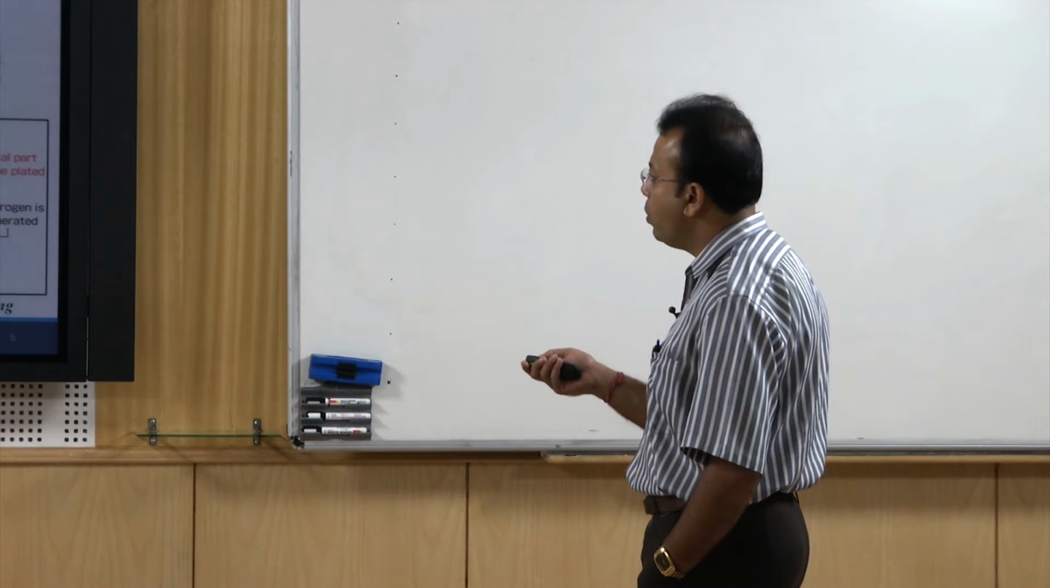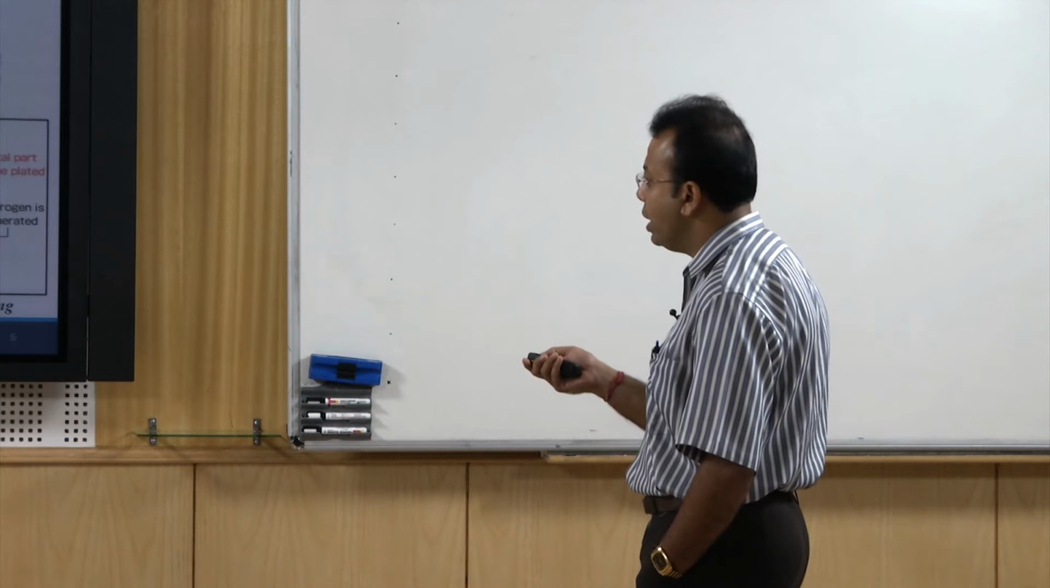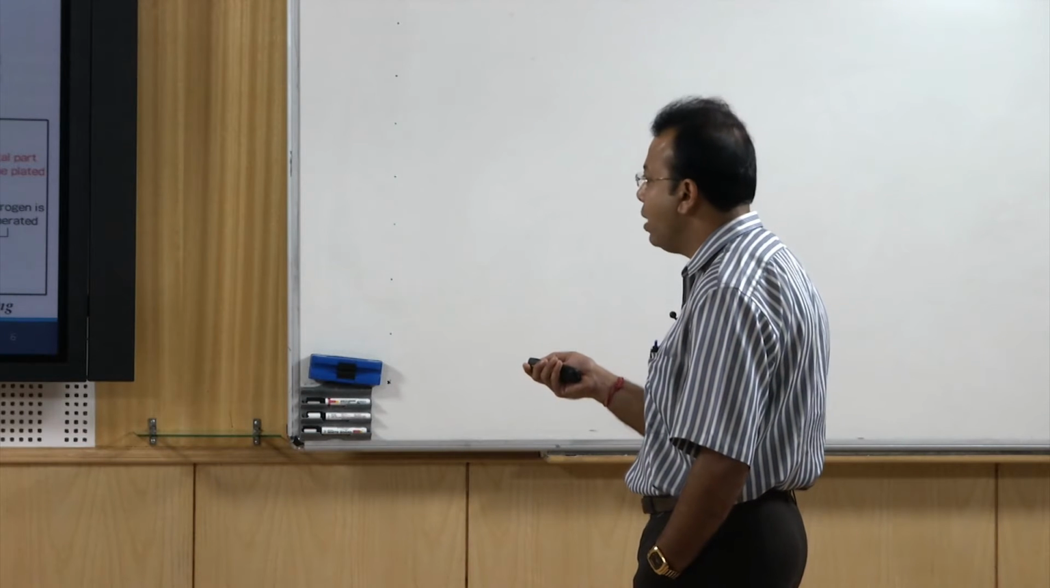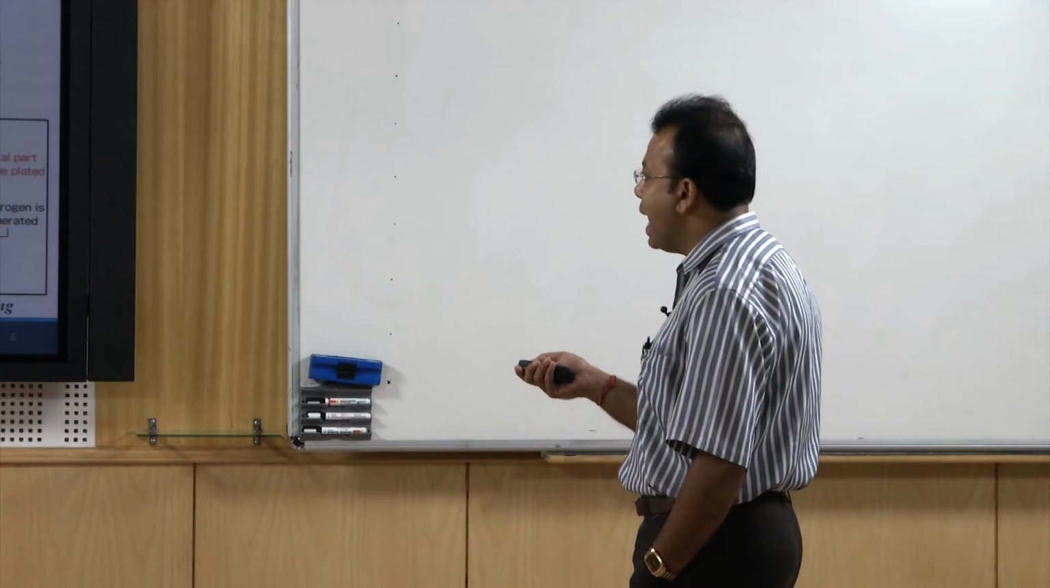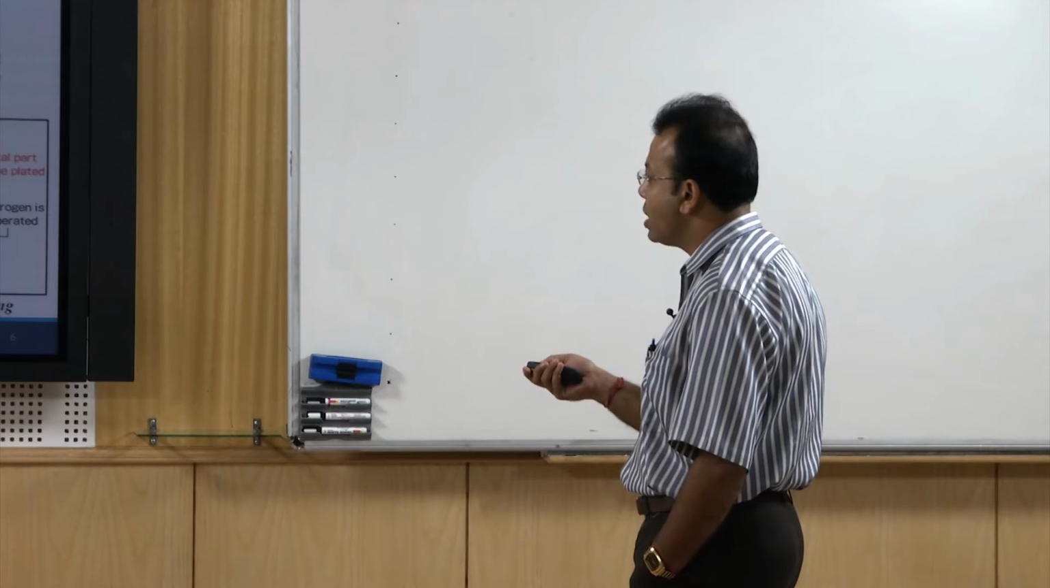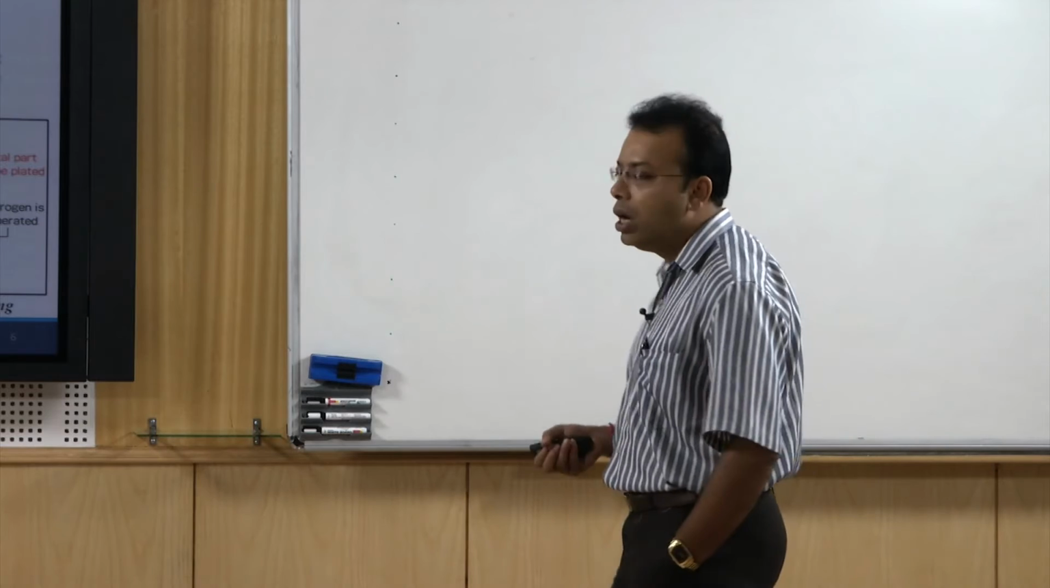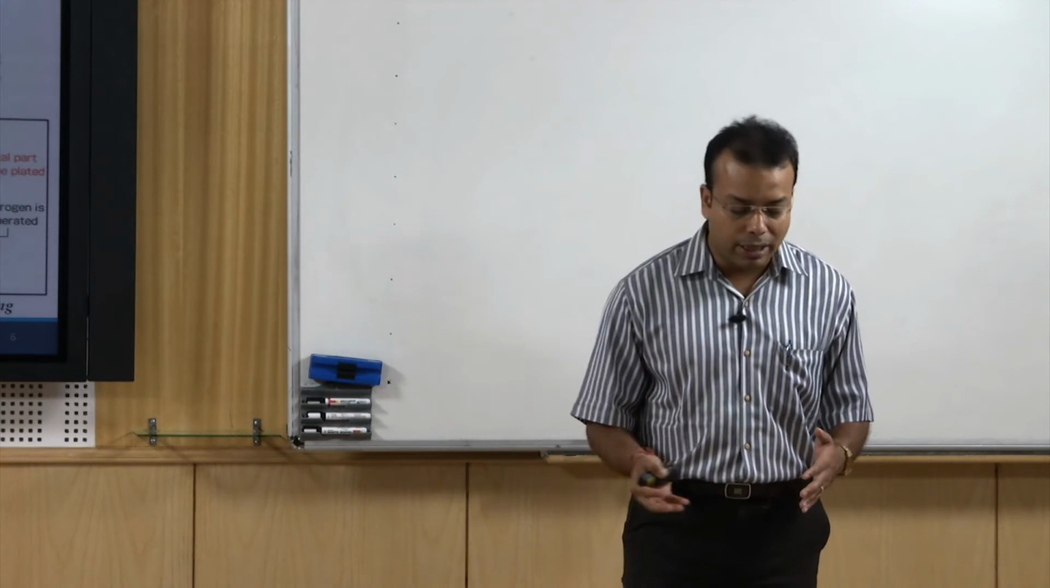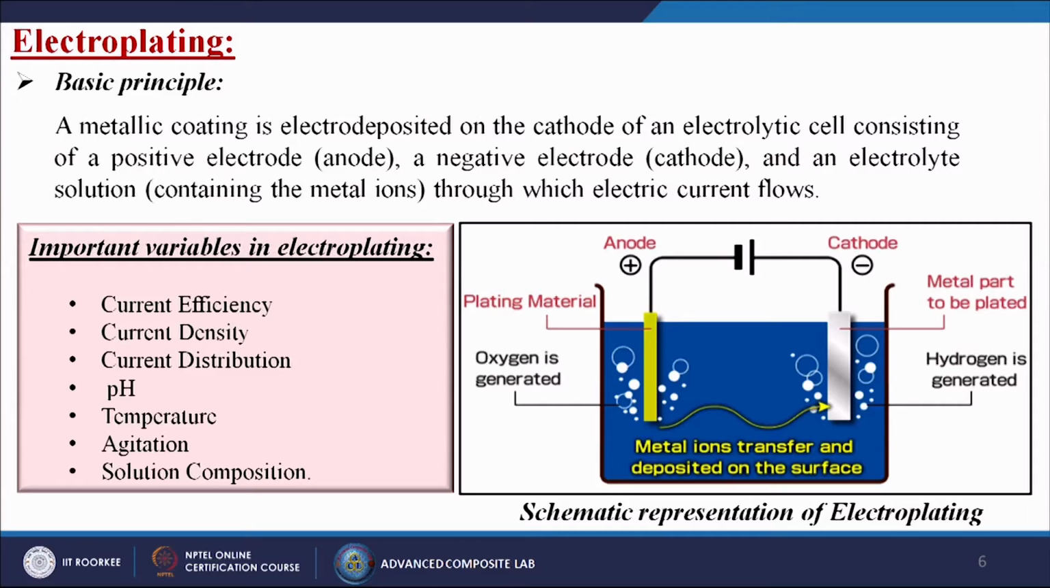Then we have to apply a certain potential difference between the cathode and anode, so that the anode material will release ions, and then those metal ions will transfer and deposit onto our cathode material, that means onto our substrate itself. By this technique we can do the modifications. Here we are using electrical energy, and that is why it is known as the electroplating technique.